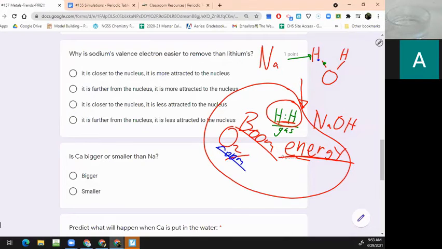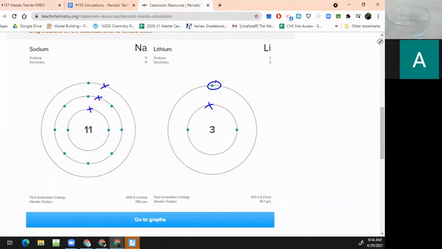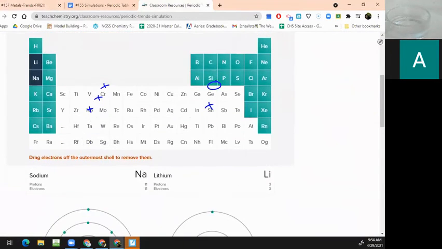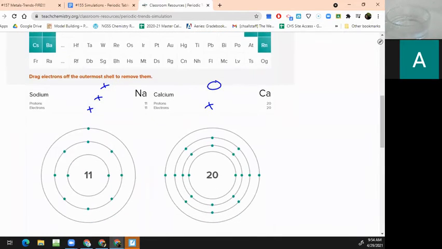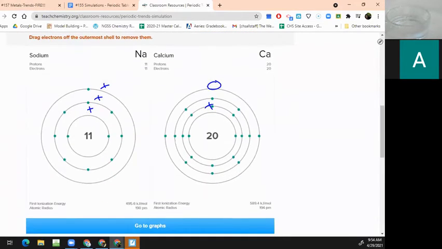All right, let's do calcium. Is calcium bigger or smaller than sodium? It's tricky when you compare things that are not in the same group or the same period. So we have one more energy level. Should it be more reactive? Okay, we got one more energy level. And is it bigger? It is slightly bigger than sodium. So, okay, here we go.